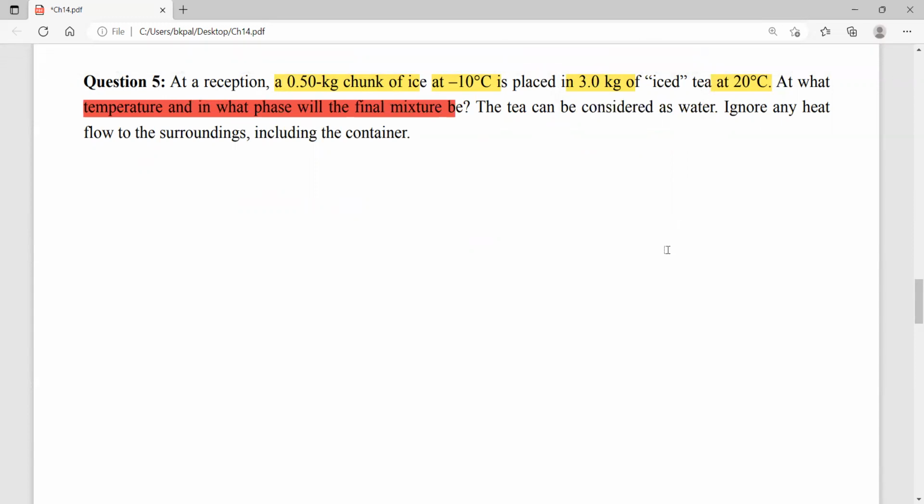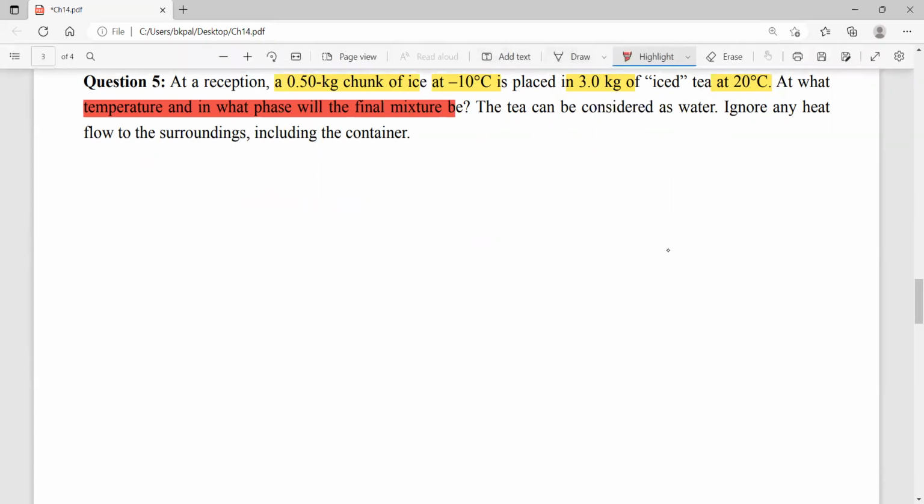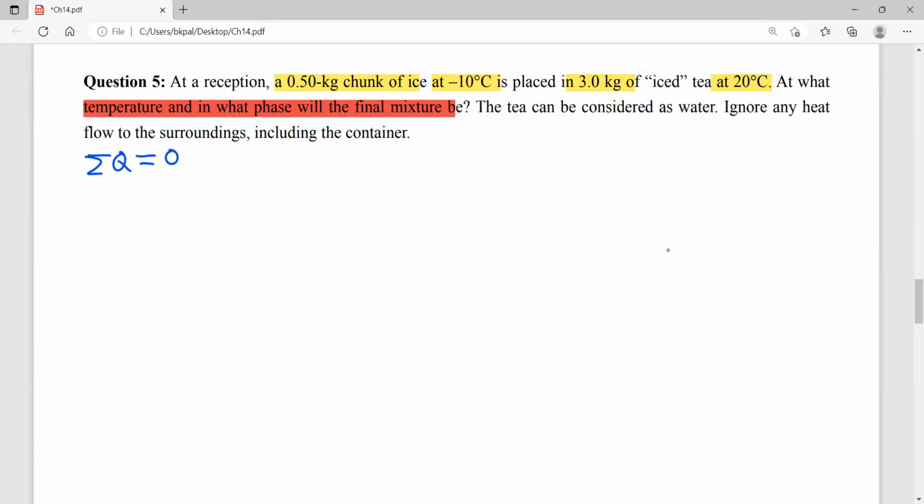Here you can consider the tea as water and ignore any heat flow to the surroundings, including the container. So we can use the equation Q equal to 0. Now when you put the ice in the tea, the tea will lose energy because it is at a higher temperature than the ice, and the ice will gain energy. So Q ice plus Q water.